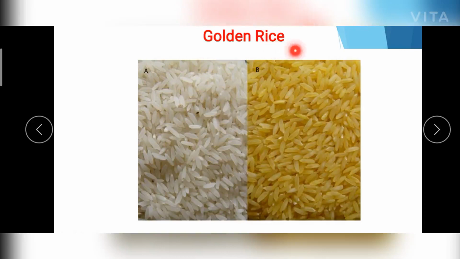Coming to the second example, golden rice. This is the normal rice and this is the golden rice, because this rice plant is a nutrient supplemented rice. It is rich in vitamin A. Due to this, it appears slightly yellow in color, so it is named golden rice.